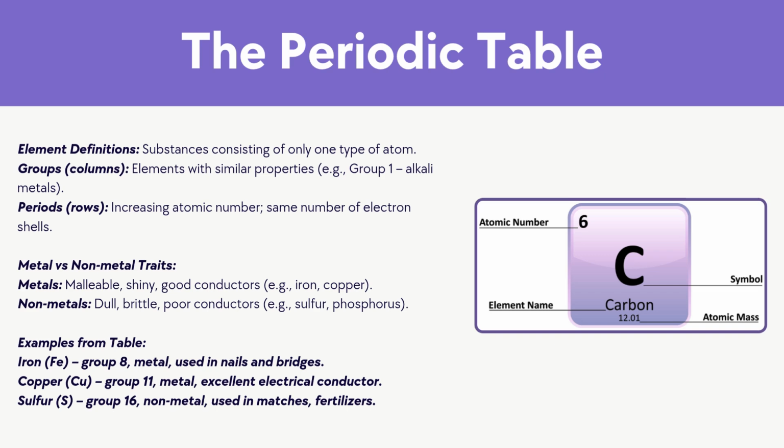Okay, what I also want to tell you, groups are in columns. So elements with similar properties, like group 1, are alkali metals. Periods go in rows. So they increase by atomic number, and have the same number of electron shells. Also, columns, the groups, go vertical, and periods, rows, go horizontal.